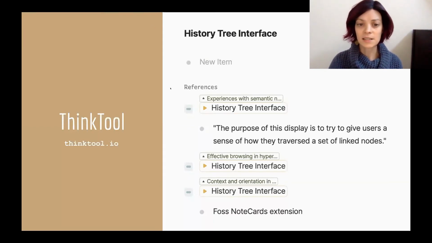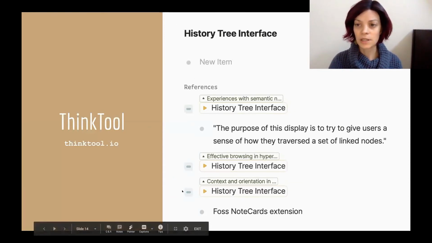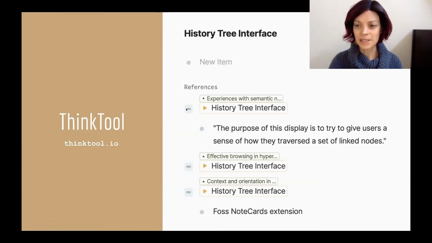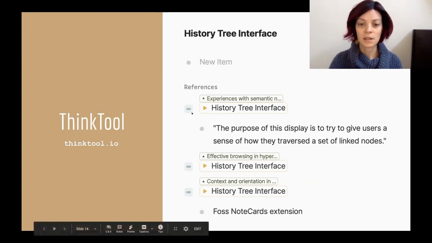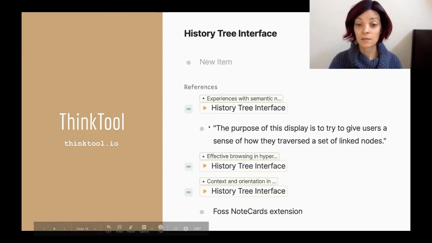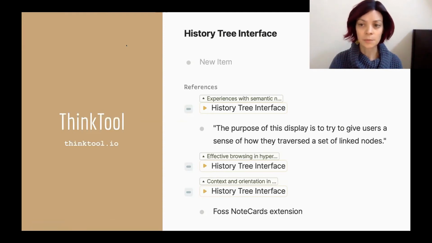Instead of contexts, they call them references. We're at the history tree interface node, and indeed there's 3 incoming edges. Some of the way they're represented is slightly different. The main node history tree interface seems to be repeated several times, but this tool also uses transclusion to bring in the notes from each of those items. So very similar.